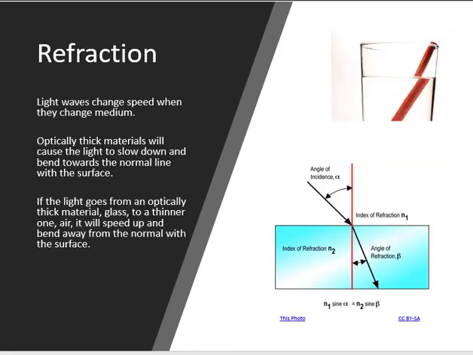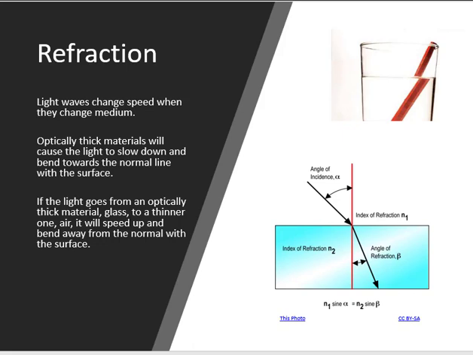When light goes through a material, or transmits, it's going to refract. This happens because the light changes speed when it goes through a medium. Now, it's never going to get faster than the speed of light, but it will slow down if it's going through something optically more dense. And if it goes from something more dense to less dense, like glass to water, it can speed up. So optically thick materials will cause the light to slow down, and it'll bend towards the normal line.